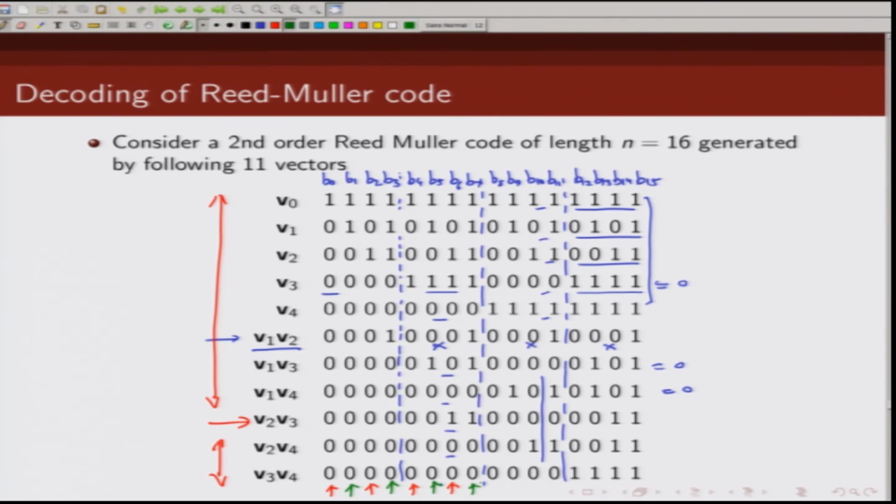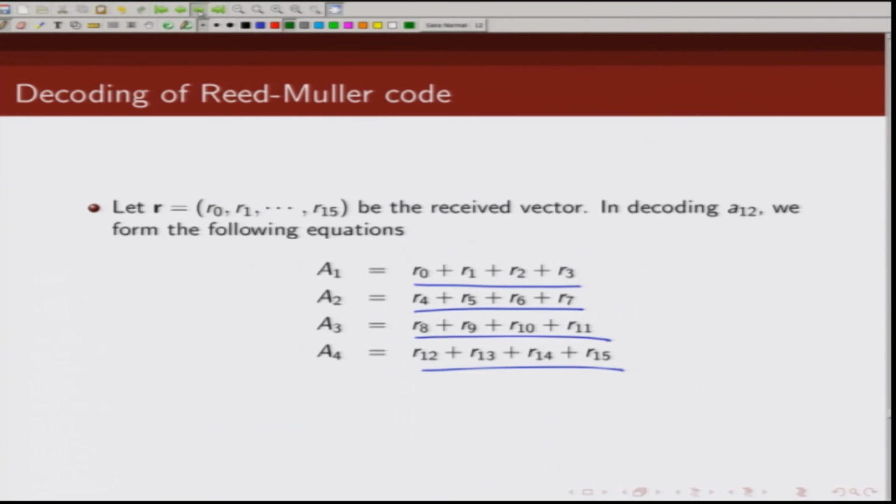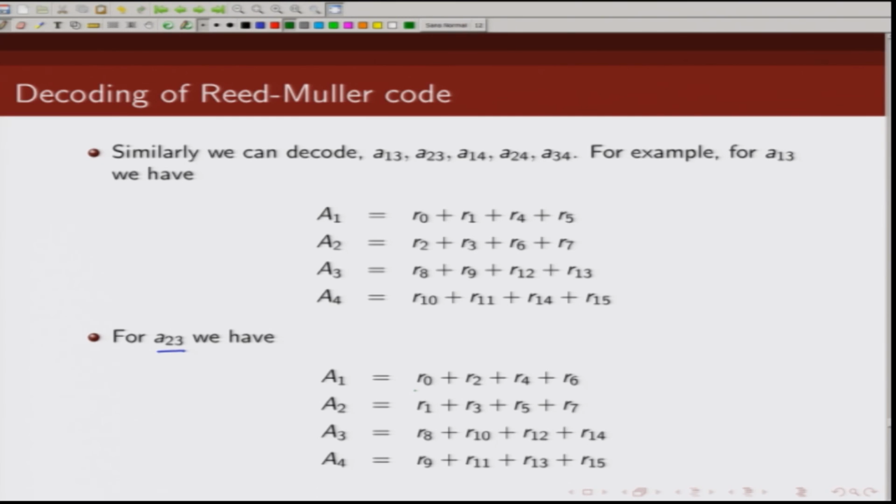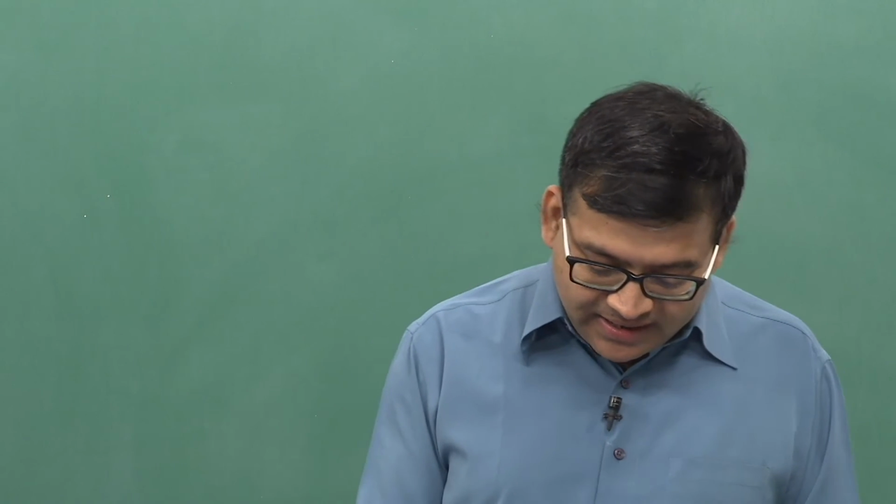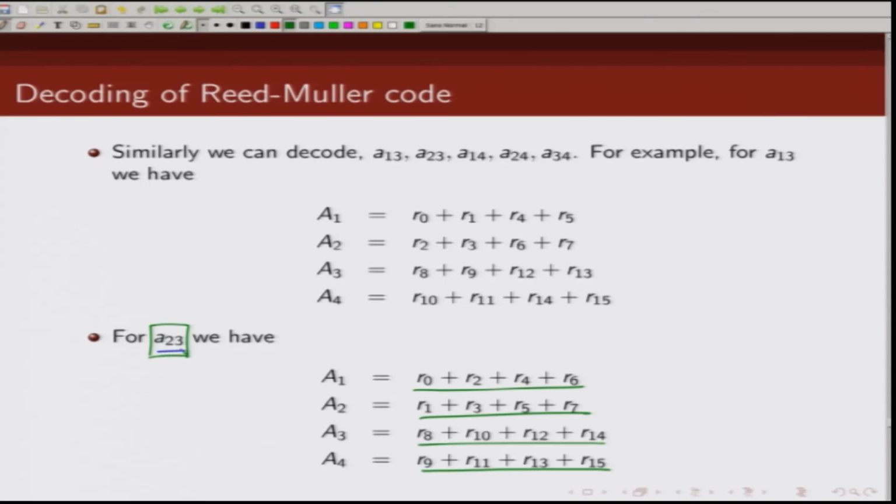So, this will give me 0, this will give me 0, this will give me 0. Now, here this is a 1, this is a 0, this is a 0 and this is 0. So, this will give me 1 and all other rows will give me 0. So, if I add up these bits 4 bits at a time, in similar fashion I can get independent information about A23.